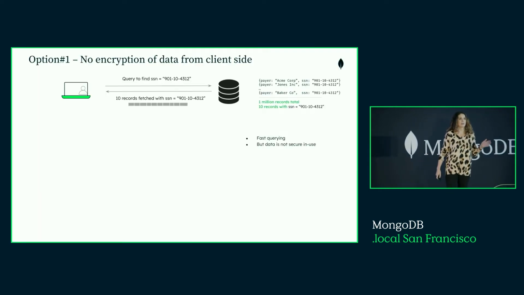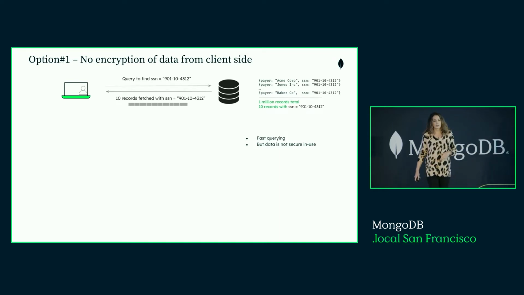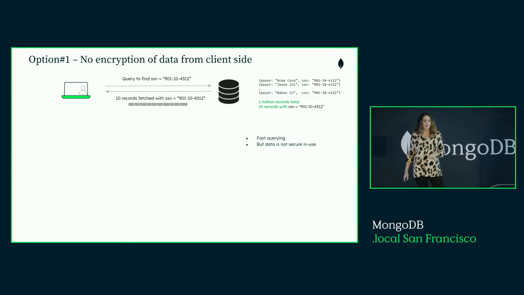So let me take you through a couple different scenarios. This is what it would look like if you have either just at-rest encryption or no encryption at all. Say your application needs to find all documents that have the social security number 901104312. It issues a query to the database, which can parse through all of the data and send it back to you. Say this is a 1 million record database of billing info, and 10 records matched it. It queried through that quickly and returned it, but that data is not encrypted.